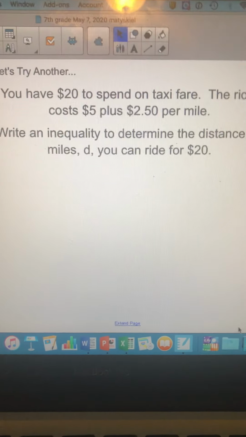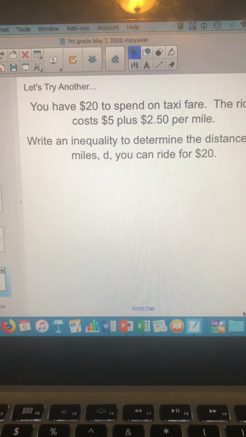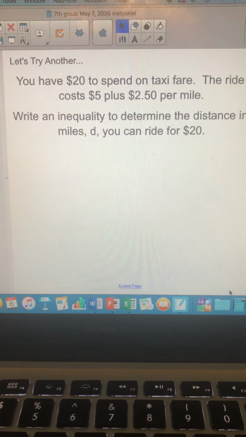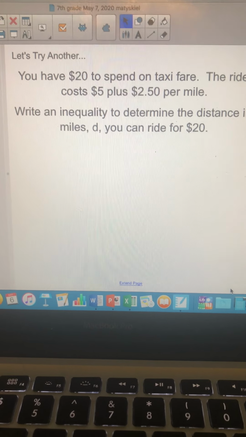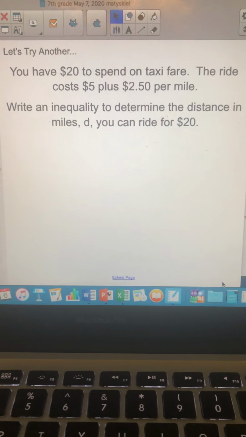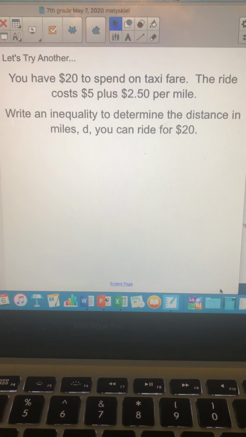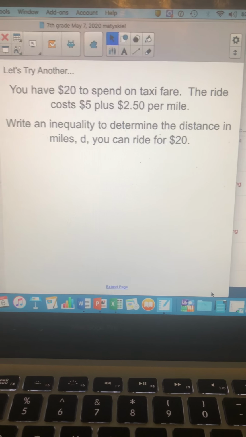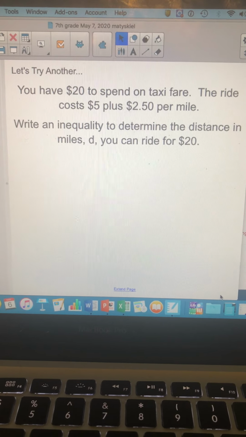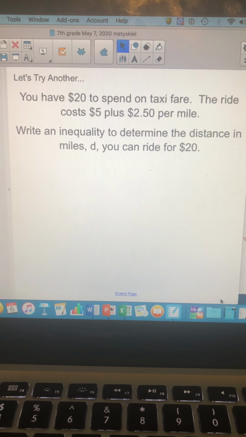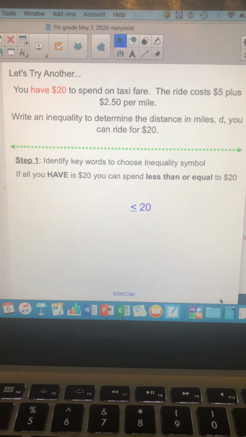So it says you have $20 to spend on a taxi fare. The ride cost $5 plus $2.50 per mile. Write an inequality to determine the distance in miles D you can ride for $20. So looking at this problem, they tell you that you have $20. If you have $20, then you can spend the $20 or less. If all you have is $20, you can't spend more than that.